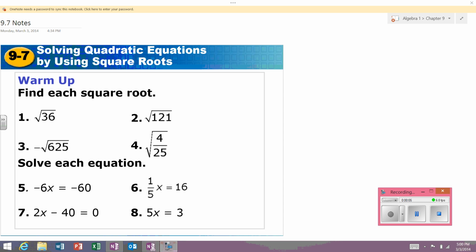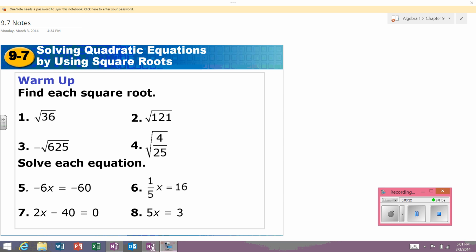Okay, so this is Algebra 1, Lesson 9.7. We're going to look at solving quadratic equations by using the square root property today. So let's do our warm-up. First, we need to find the square root of the following numbers. That means what number, when I multiply it by itself, will I get what's under the square root?